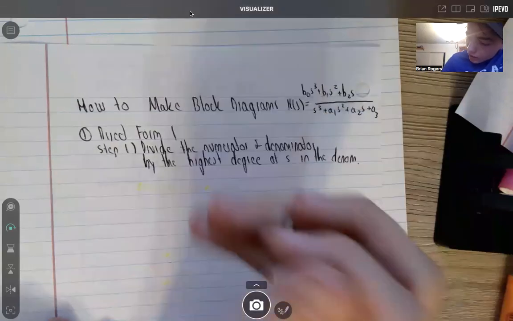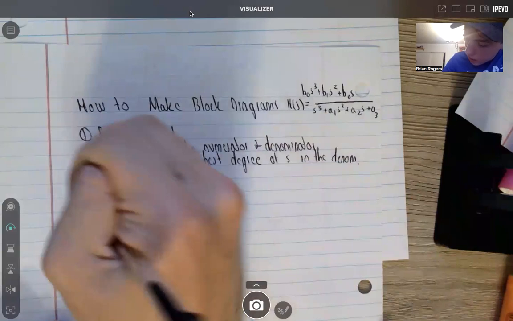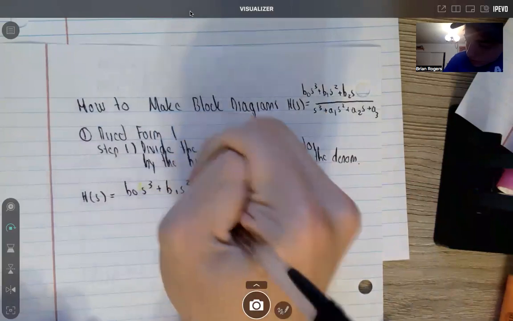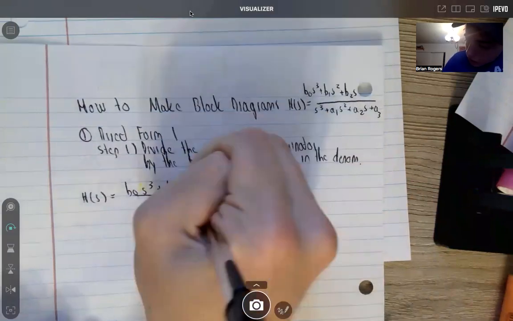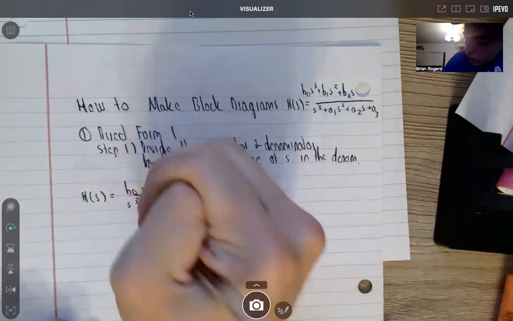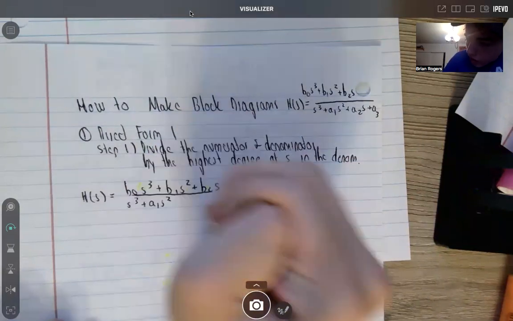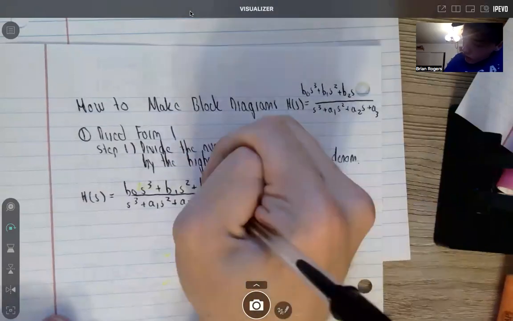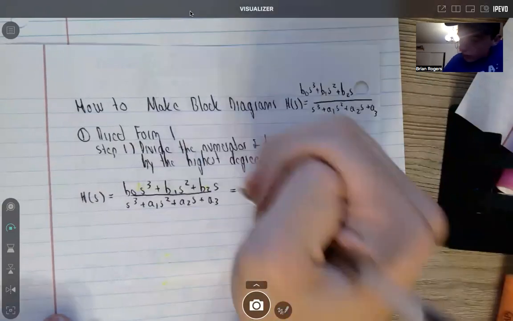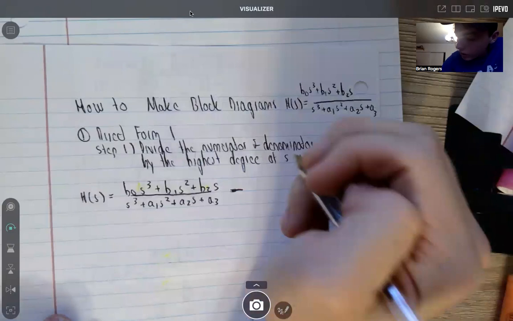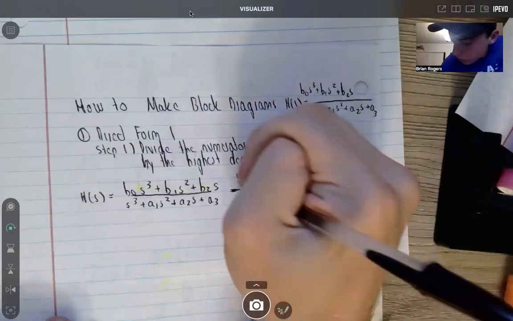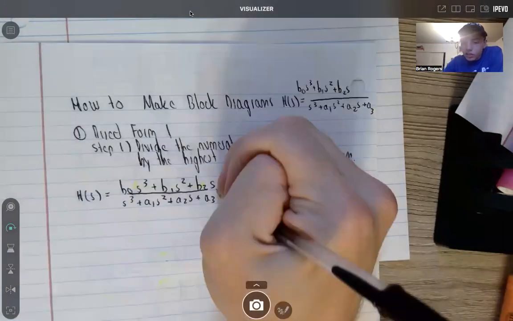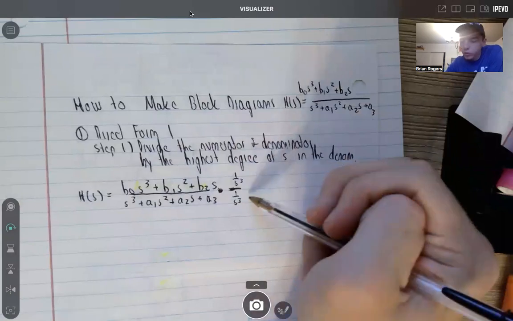So we have our H of S is equal to B naught S cubed plus B1 S squared plus B2 S, all over S cubed plus A1 S squared plus A2 S plus A sub 3. Now we need to divide by the highest degree of S, which is S cubed: 1 over S cubed, 1 over S cubed. That divides both numerator and denominator by the largest degree of S. This is just like a secret form of 1 over S cubed all over 1 over S cubed.